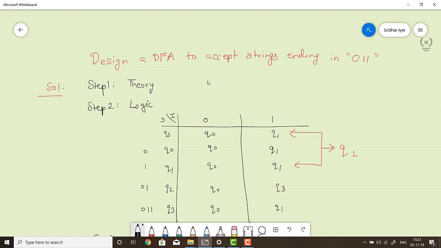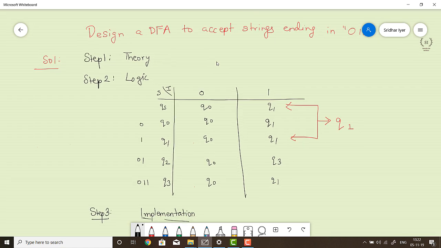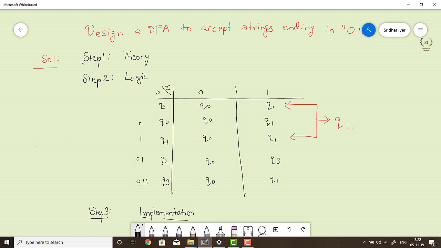Previously we used to write design a FSM. Now design a DFA to accept the strings ending with 011. The logic remains exactly the same. Let's see where it differs. Step number 1 is the same, theory. In this case we need to write the theory about a DFA and not about an FSM.